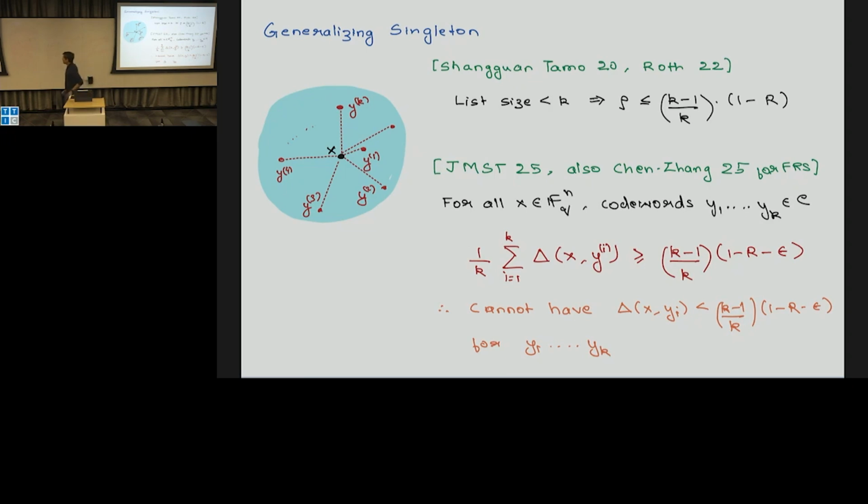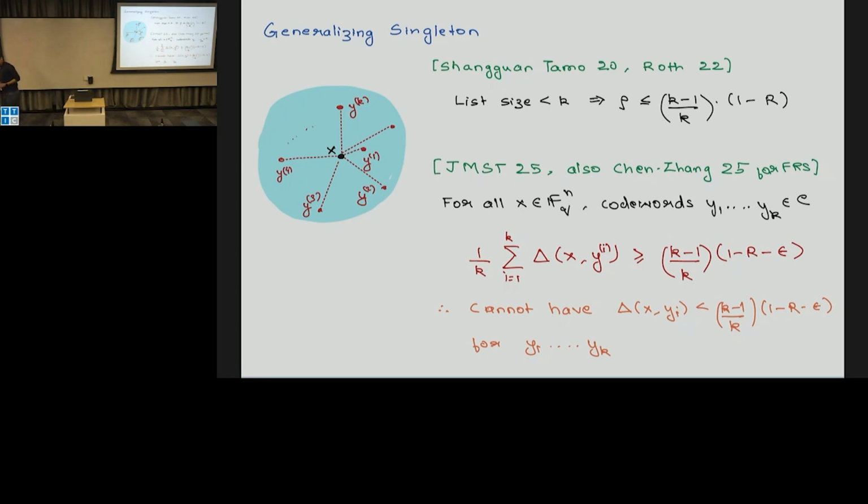Okay, so what do I mean by this generalized singleton bound? We said any code has distance at most 1 minus r. Another way of saying this is that if you want to decode with a list of size 1, which means unique decoding, you cannot handle more than (1 minus r) divided by 2 corruptions, right? Half the distance, which is the radius within which your list is of size 1, is at most (1 minus r) over 2.